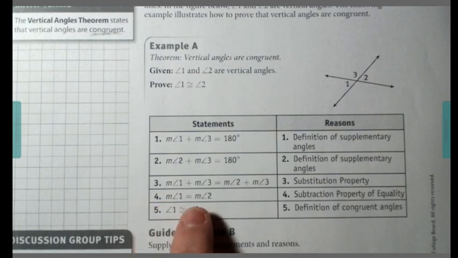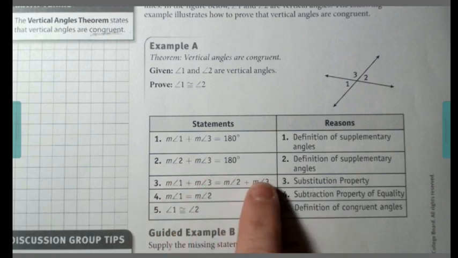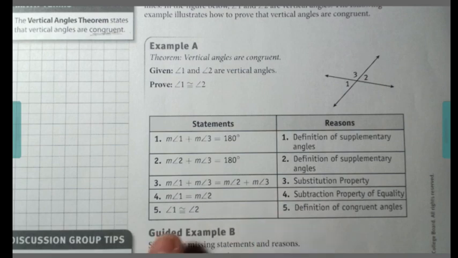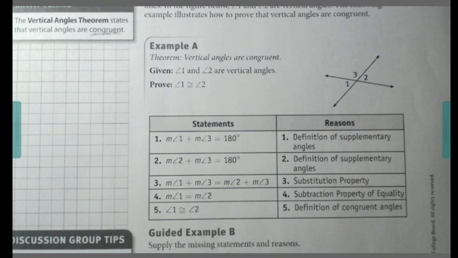Then suddenly we've now come to this statement. The measure of angle 1 equals the measure of angle 2. This 3 here and this 3, what they did was they subtracted it from both sides of the equation to get the 1 equal to the 2. So they use the subtraction property of equality. And in the last statement, if I say that two angle measures are equal, then I can say that two angles are congruent by definition of congruent angles.